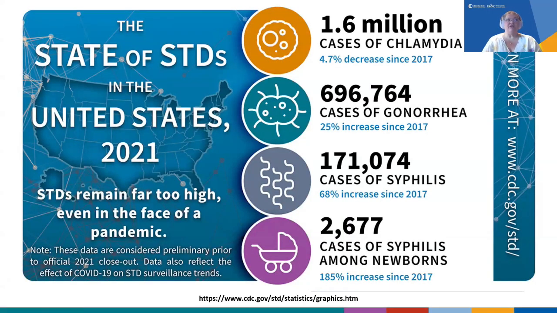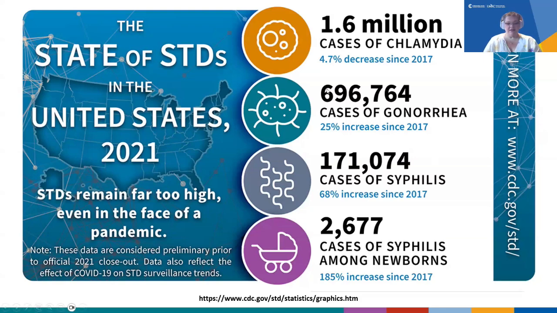The state of the STDs, or STIs, in the United States in 2021 showed that we had 171,000 cases of syphilis, which was a 68% increase since 2017. But even back in 2021, we started seeing the rise of congenital syphilis, which was a 185% increase since 2017.